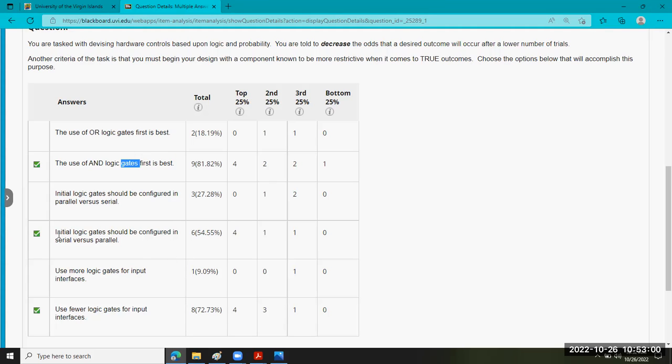Just because in a casino, if you pulled a lever and it was true all the time, you'd think the game is rigged and they're trying to hook us. Initial logic gates should be configured in serial versus in parallel. Use fewer logic gates for the input interfaces. So we use fewer logic gates, but that's because each logic gate has many more inputs. I hope that makes sense.